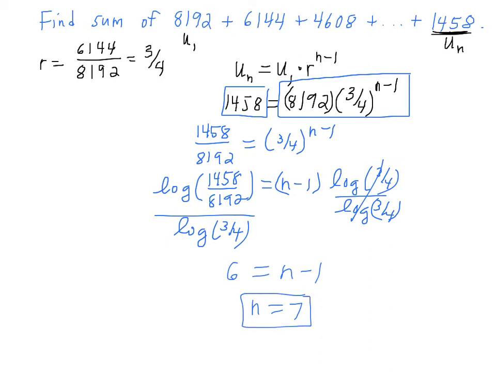So n equals 7. All right, so from there we need to find s sub 7, okay, the sum. And so again, just plug right into your formula here. Our first term is 81.